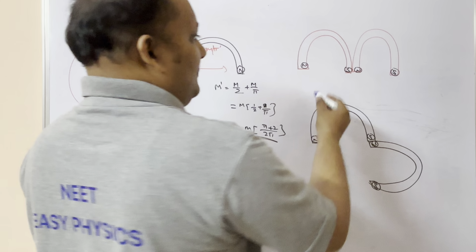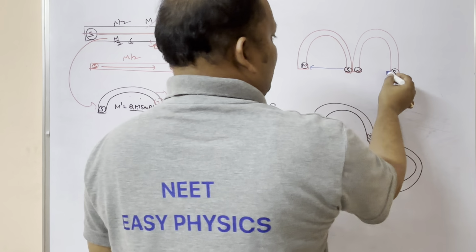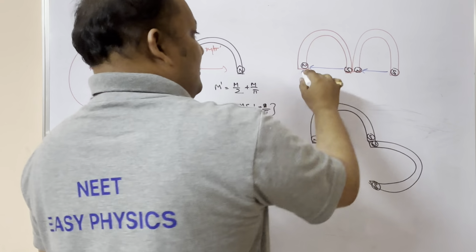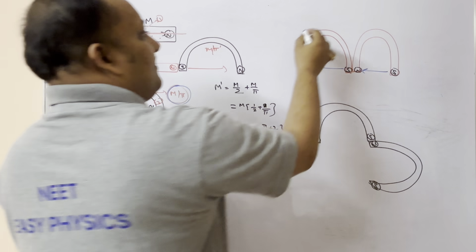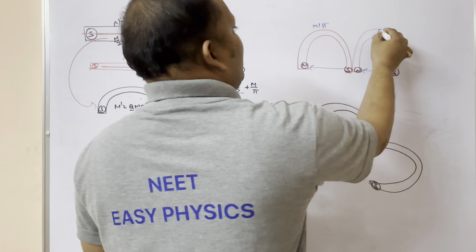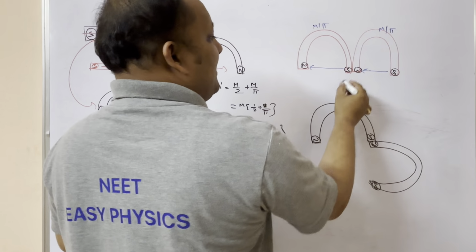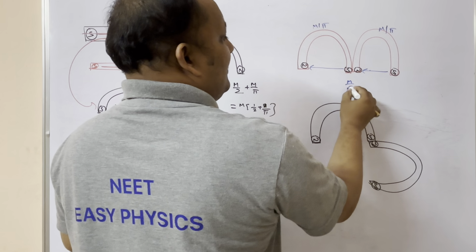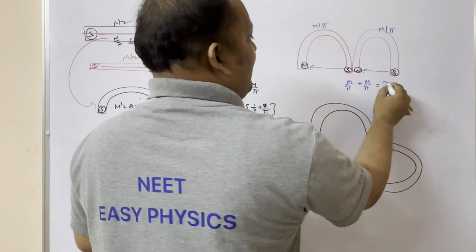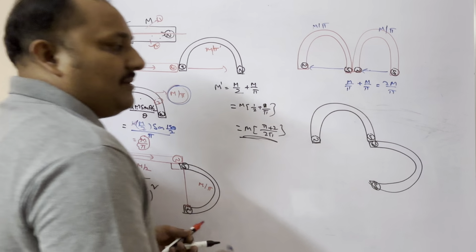Next, see here. This is south north like this, south north. Both are in the same direction. Now the semicircular one, how much did we get? M by pi. Therefore, this is also m by pi, this is also m by pi. Both are in the same direction. Therefore, what you will get? M by pi plus m by pi. You will get 2m by pi.